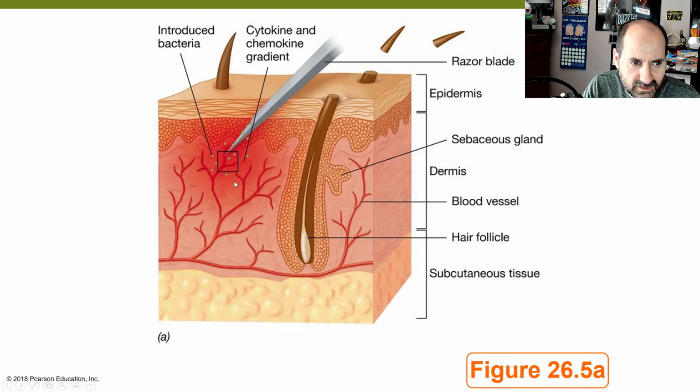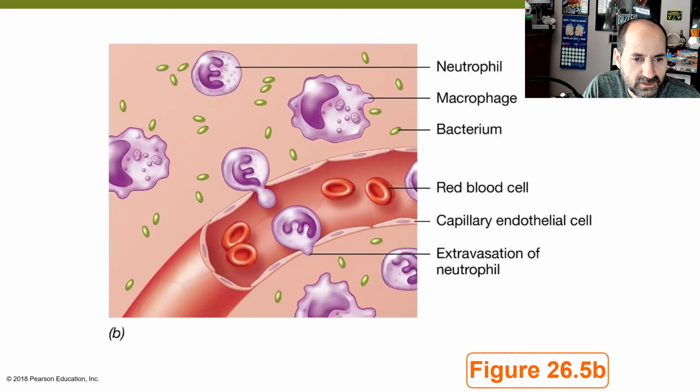So here's the site of a cut. You should know that tissue damage itself results in acute inflammatory response. So here you can see acute inflammatory response. The neutrophils and the macrophages are squeezing through, doing diapedesis or extravasation, squeezing through the blood vessels to get to the bacterial infection and to phagocytose those bacterial cells.